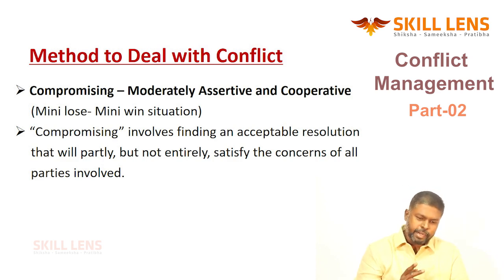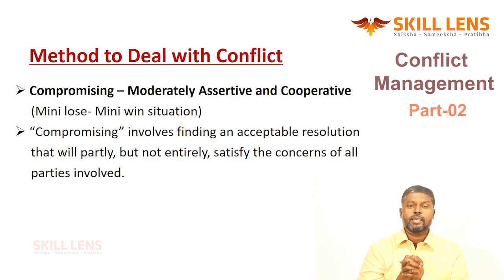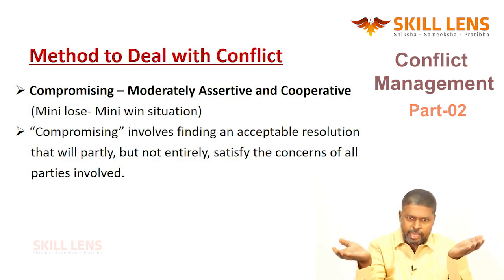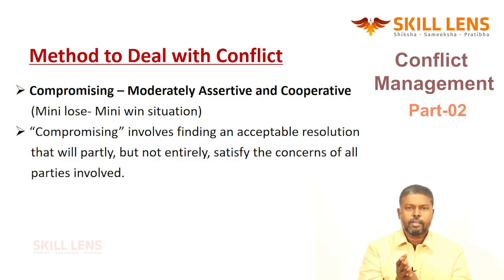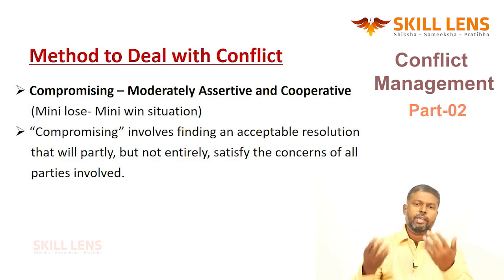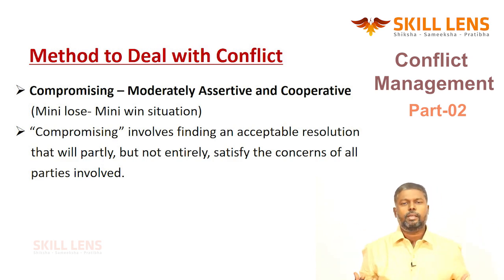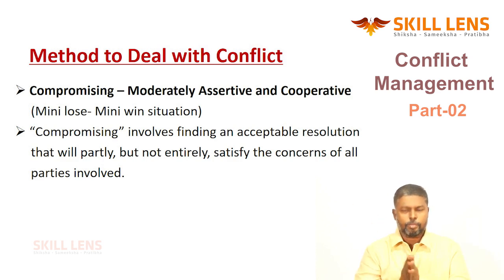Compromising is moderately assertive and moderately cooperative, where I say mini win, mini lose situation. Compromising involves finding an acceptable arrangement or resolution where both parties are in line. You understood the word compromise. I compromised with this, where both of us are accepting what has been there such that we are not entirely losing out, neither are we completely gaining. So a mini win, mini lose situation where I feel I'm moderately happy with what has been happening, though I'm not completely satisfied. That is compromising.